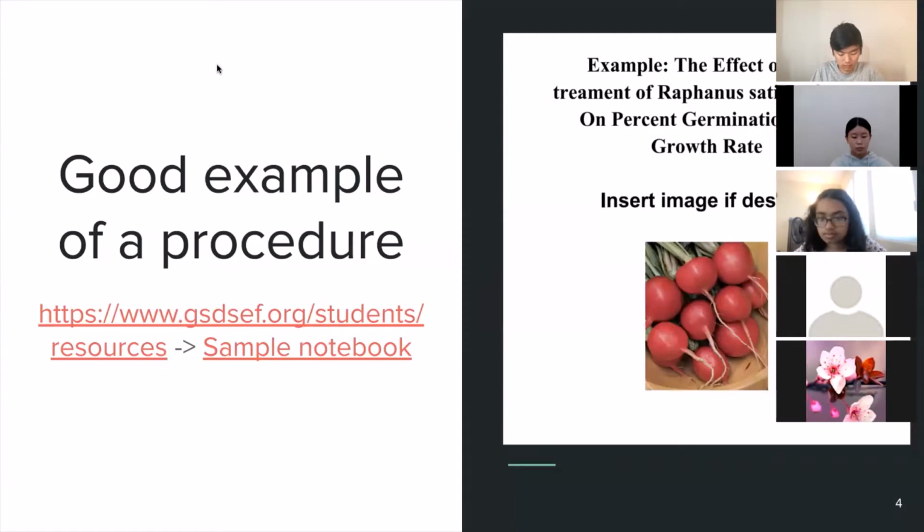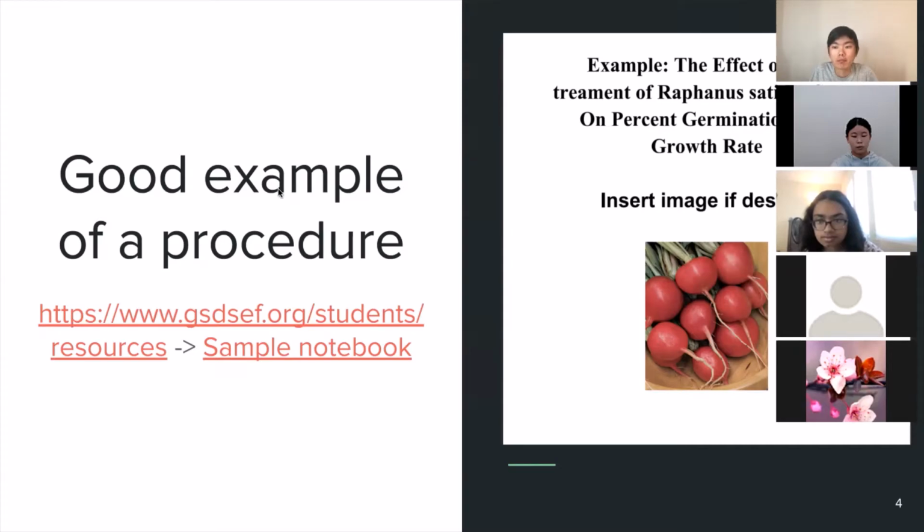Hi everyone. So if you look inside of the GSDSEF website, under student resources, there is a sample notebook. And I remember when I was a freshman, this actually helped me a lot in writing the notebook because the process is a little bit more specific towards our fair. So our example is the effect of treatment of Raphanus sativa seeds on percent germination and growth rate.